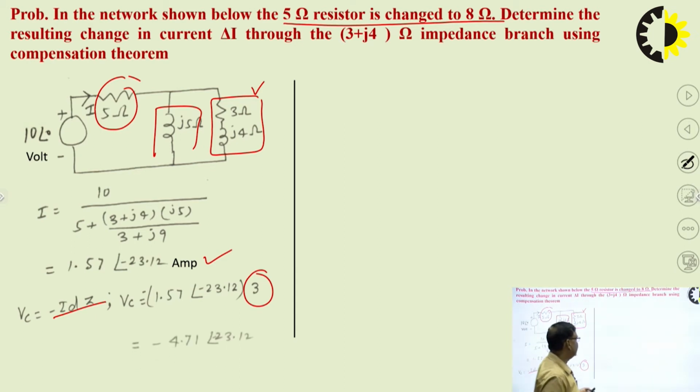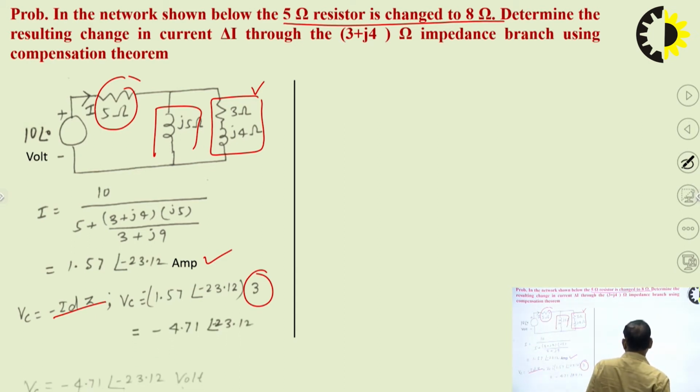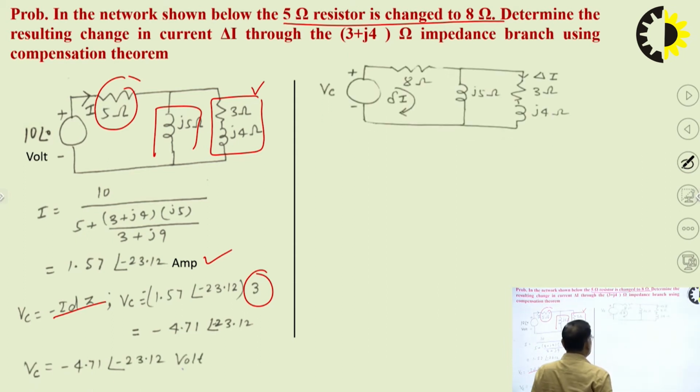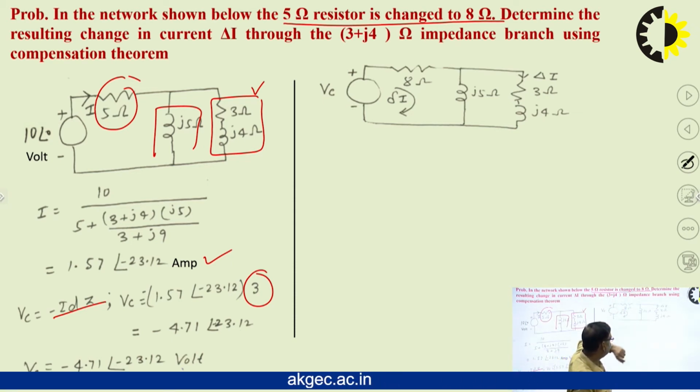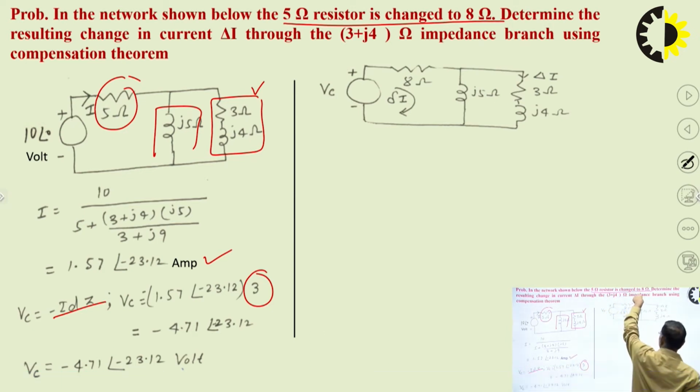Now we will draw a circuit here. This is the VC, the injected voltage in the modified branch, because the changes are taking place in this branch. So I have injected this VC here. I have taken the 8 ohm resistor, Z plus delta Z, then j5, and now find the value of delta I and then apply the current division at this node. We can get the value of this delta I.